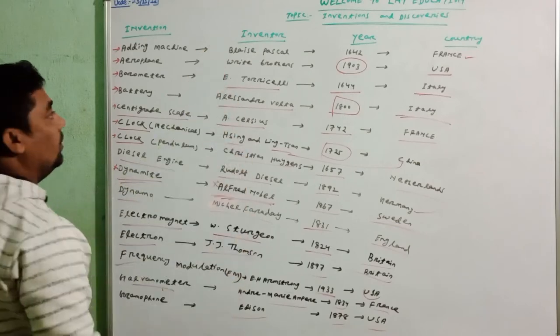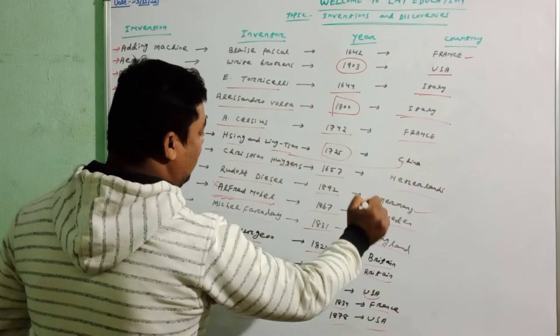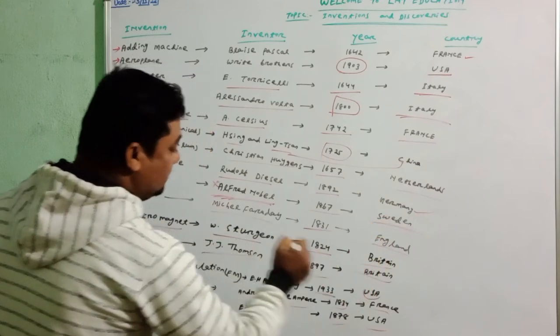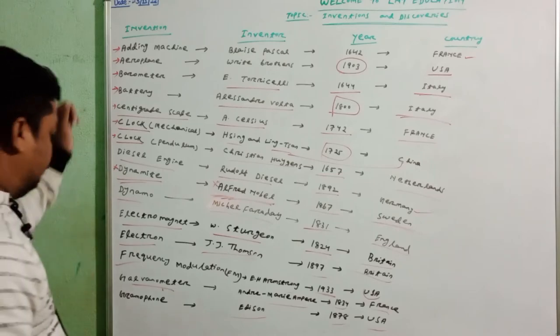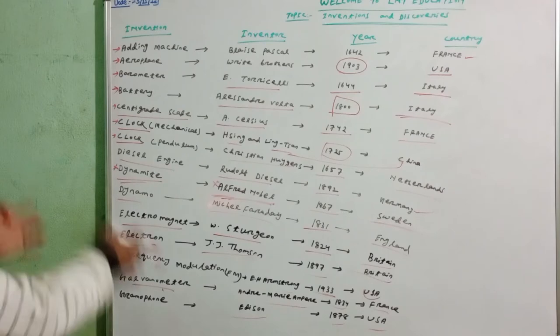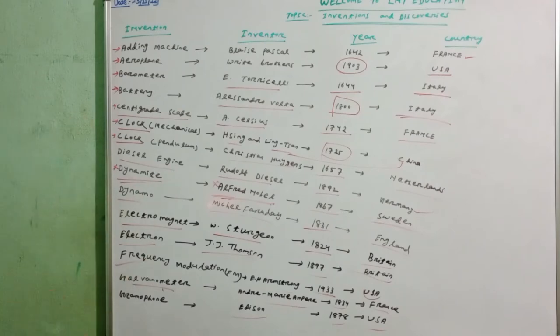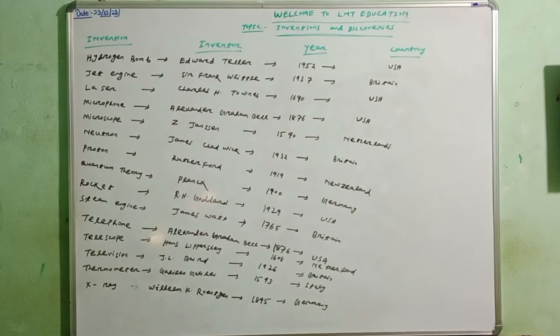Look at the countries they belong to: France, USA, Italy, France, China, Netherlands, Germany, Sweden, England, Britain, USA, France, and USA, United States of America. And then we have 15 more inventions. Let's discuss them after a short period. Now just look at the other 15.